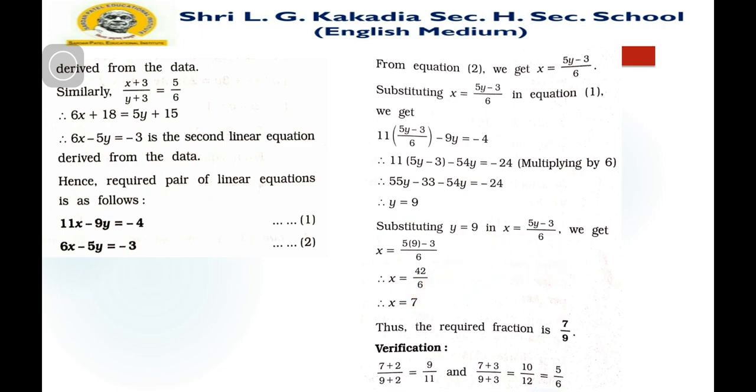So here the required fraction is 7 by 9. Now put this value 7 by 9 in both equation number 1 and 2, and at last you can find that both fractions are the same and you can verify it by yourself.